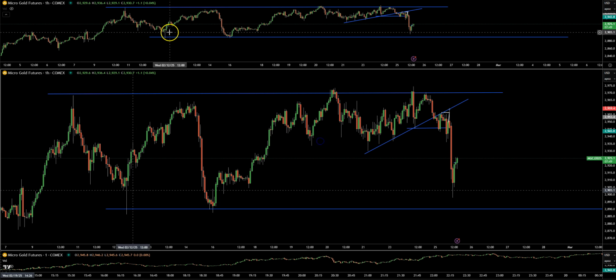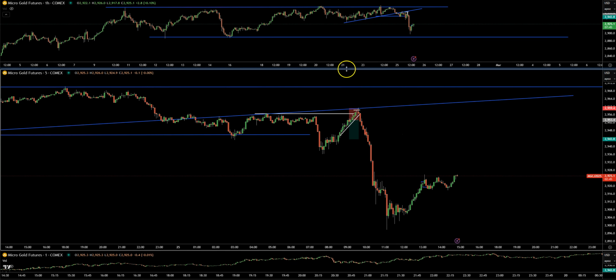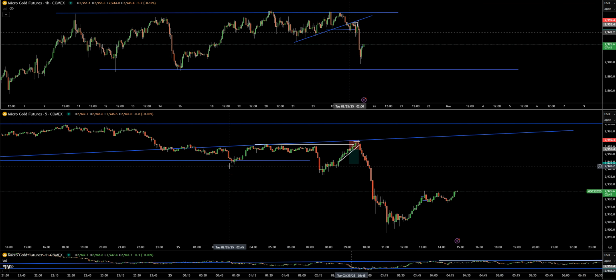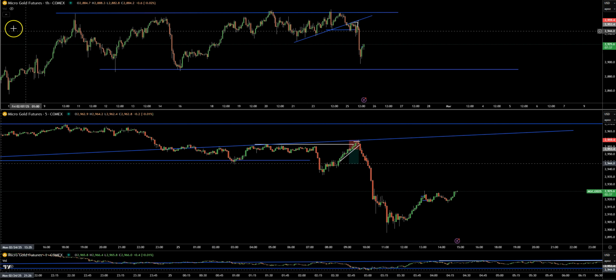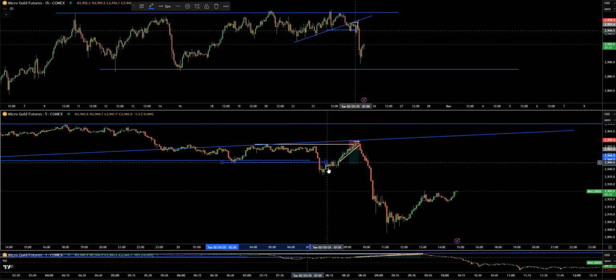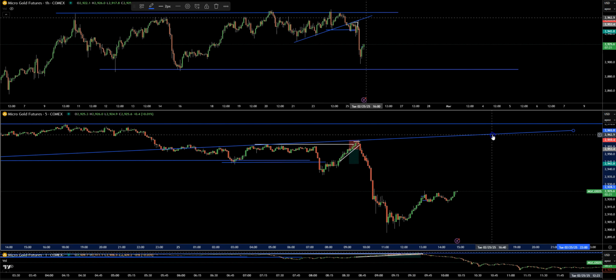So then we flip it down to the 5 minute. We broke down here, and here we broke the low again. So we've made yet another low, confirming the bearish trend starting on the 5 minute and the 1 hour. Okay, so now I want to start looking for short opportunities.